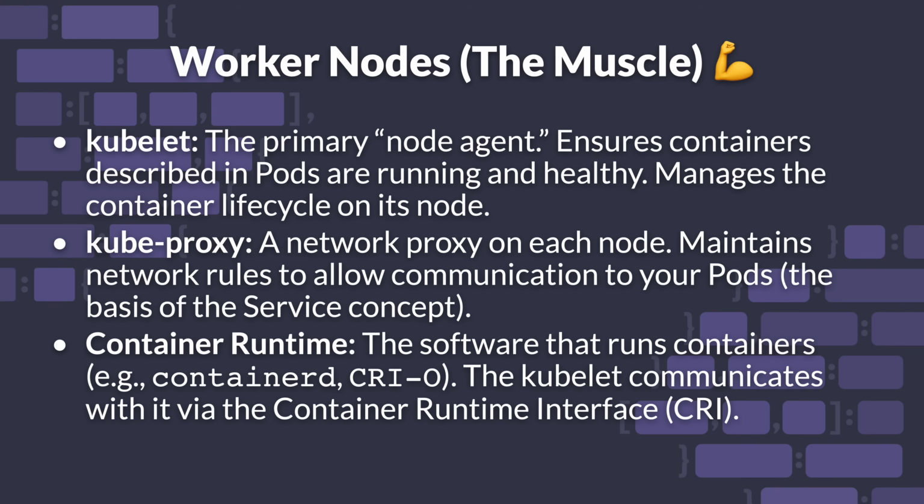kube-proxy is a network proxy that runs on each node and is a fundamental part of the Kubernetes service concept. It maintains network rules on the node, which allow for network communication to your pods from both inside and outside the cluster. It can use various modes to direct traffic destined for a service's virtual IP to the correct backend pod.